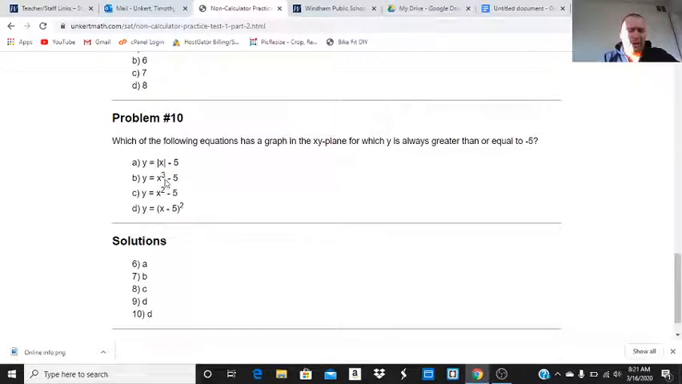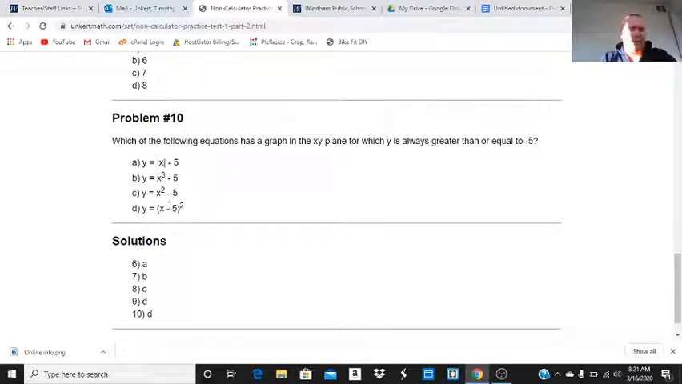Next one is a cubic function. This one has an end behavior where it kind of comes up like that. So there's lots of points where it's below negative 5. Half of it is below negative 5, half of it's above. So that one doesn't work. This next one, C, is a quadratic function, like a shape of U. The vertex is at 0, negative 5, so it is not always greater than or equal to negative 5.